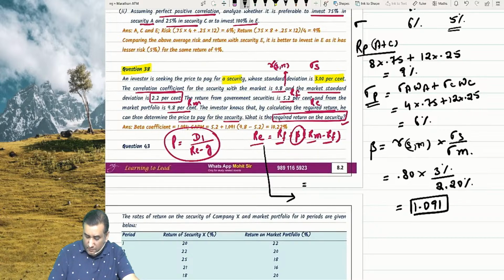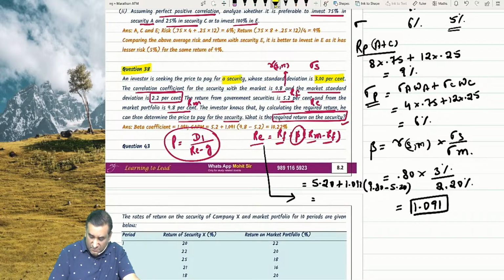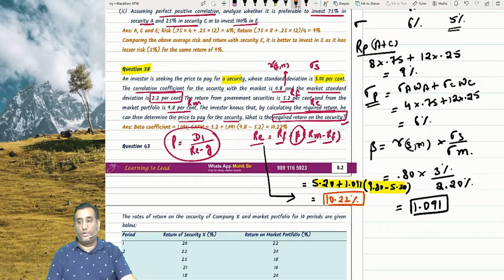RE would be 1 minus 5 point, and how much do we get? 10 point.